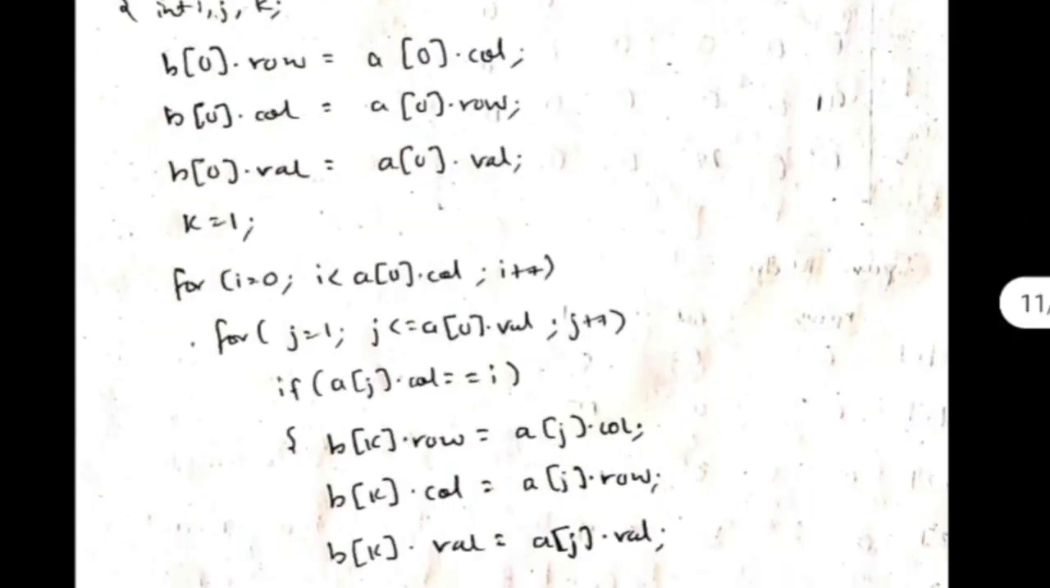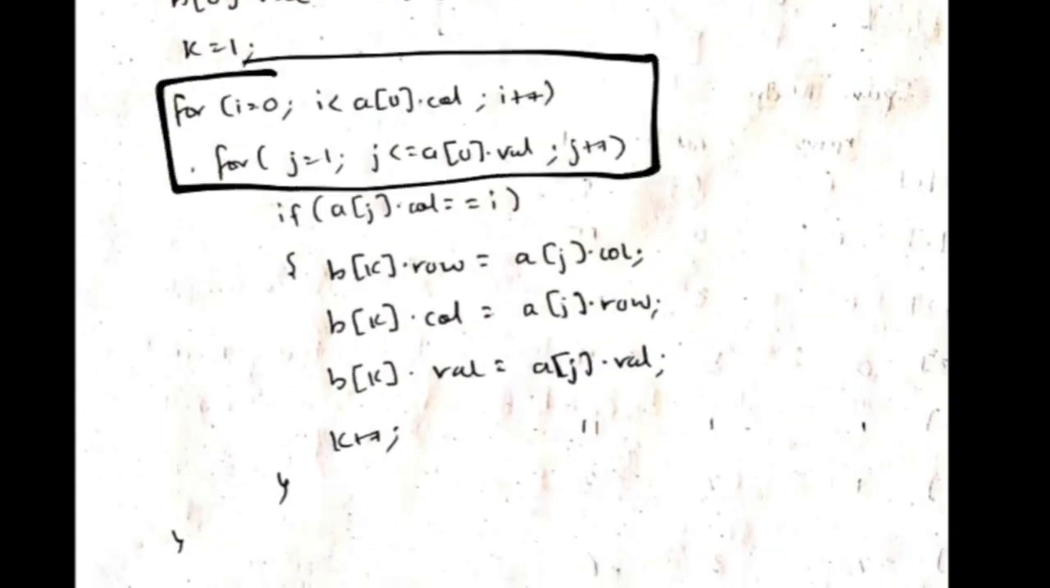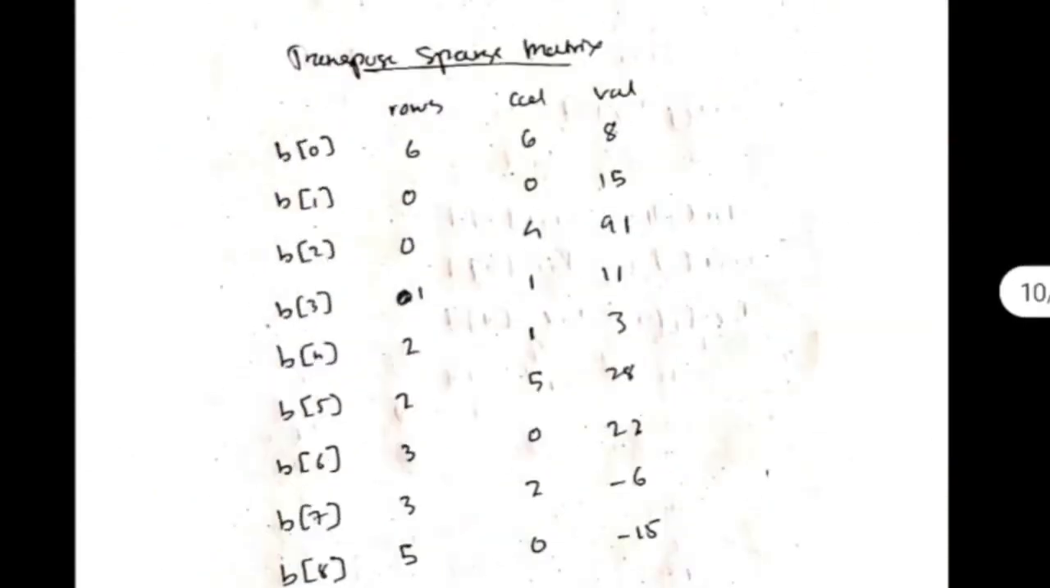Okay, so we will start from here. We will use two for loops. In each for loop, what we will do is a of j dot column is equal to i. So see here, this is an array. This is the a array.